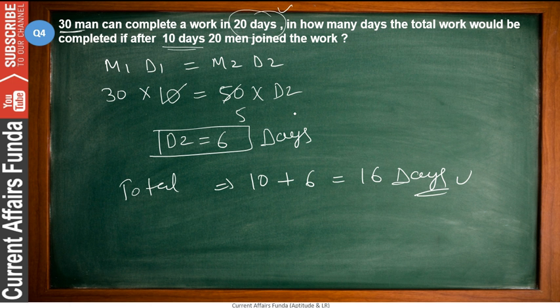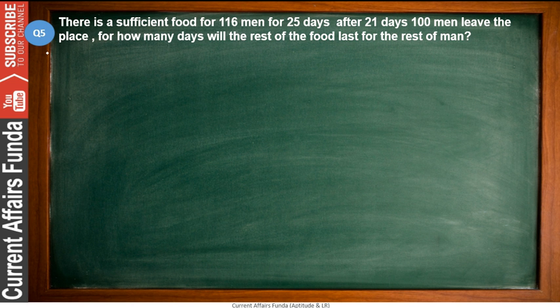Okay, now let's move to the next problem, that is number 5. So friends, in problem number 5, the question is like this: there is sufficient food for 116 men for 25 days. Okay, and friends, after 21 days 10 men leave the place. Okay, so for how many days will the rest of the food last for the rest of the men? Okay, so the problem is really very tricky and simple.